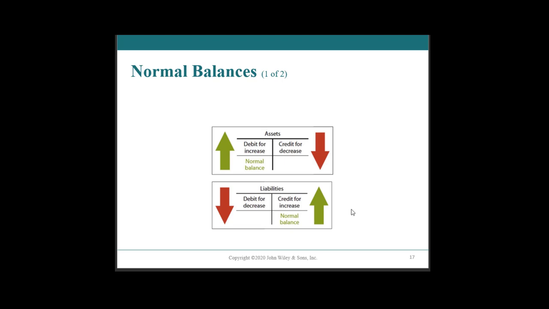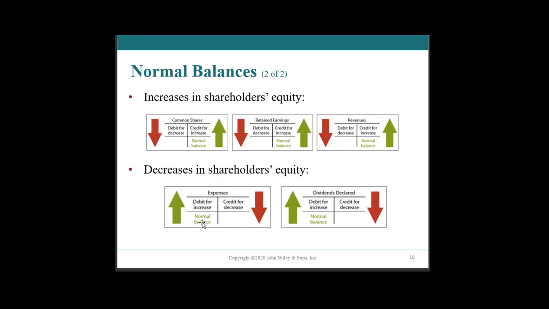Equity gets a little tricky because, again, equity is like the scorekeeper. It's like, hey, how have we been doing for all the years that we've been in business? Well, what do you mean? Well, it's because that's where you roll up all of your income statements through the earnings that you retain in your business. So again, if we have an increase in shareholders' equity, then it's going to be a credit balance. And if we have a decrease in our shareholders' equity, then it would be a debit balance.